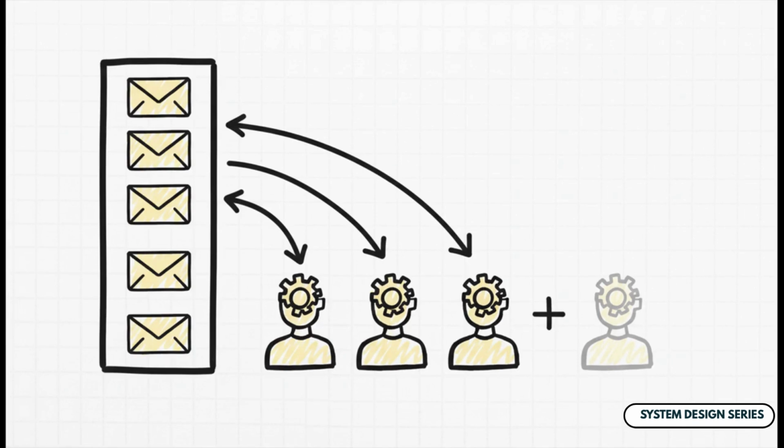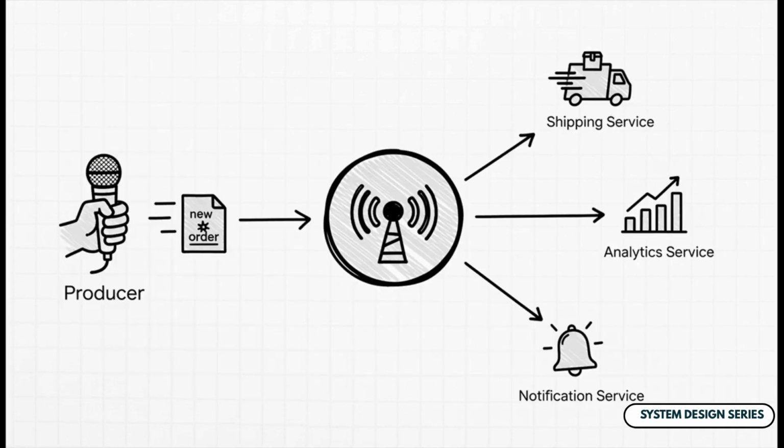In tech terms, this means you can spin up multiple instances of your consumer service all reading from that same queue. We call that a consumer group, and it is the fundamental way you scale your processing power horizontally. Just add more workers. Now, on the flip side, we have publish-subscribe.